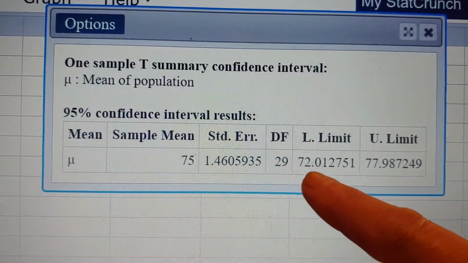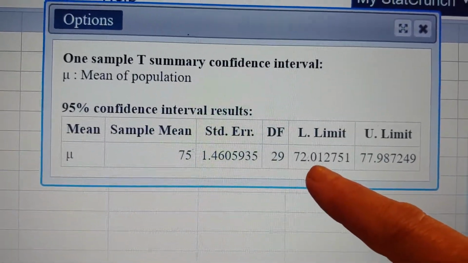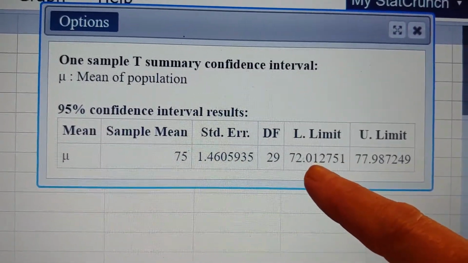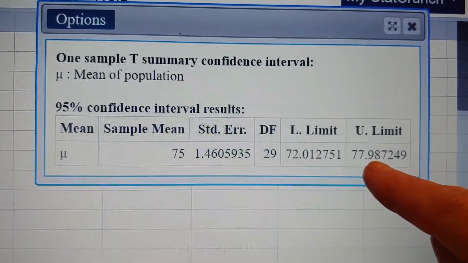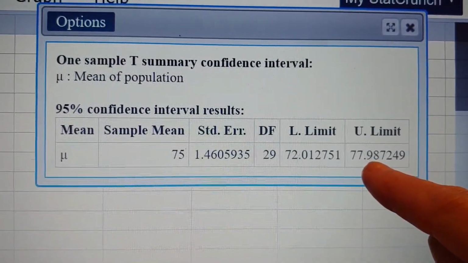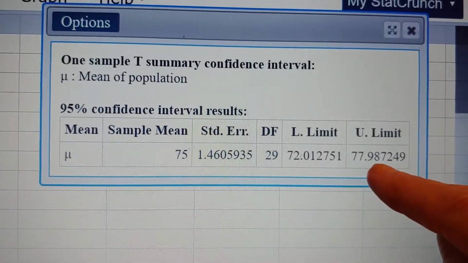So what we would write is that 72. Now, here's the thing. Usually I will go ahead and round it to 1 decimal place. So we're going to call this 72.0. And this one, when I round it to 1 decimal place, is going to just round to 78. So my lower limit is 72 and my upper limit is 78.